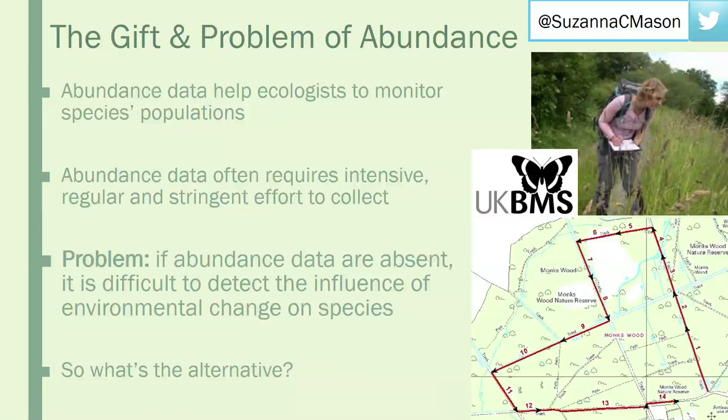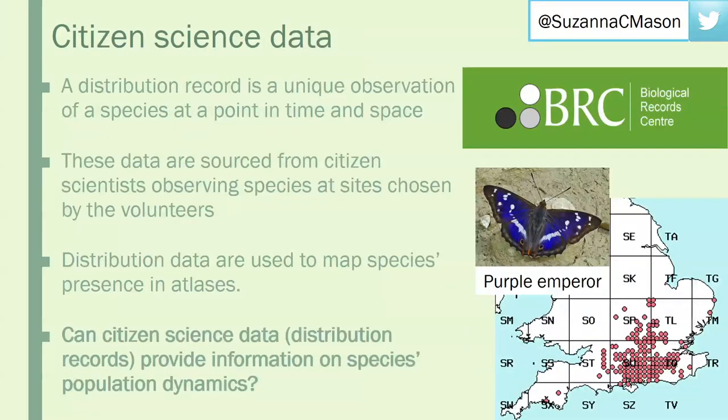For butterflies, every year volunteers walk strict fixed route transects, and they walk them every week between April and September. So there's a lot of energy involved in collecting it. But because of this, it has a problem. It's not that common a data source. Lots of species, lots of taxonomic groups just don't have that data. So what do we do? Well, we went looking for an alternative data source.